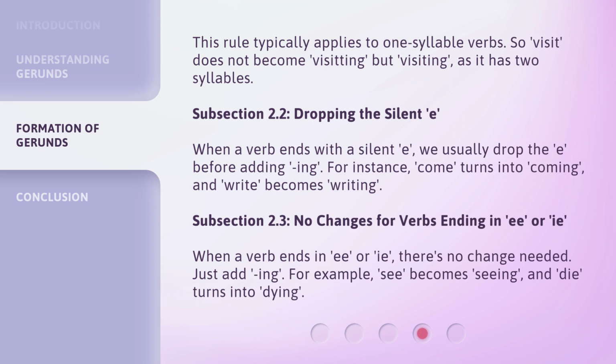Subsection 2.3. No changes for verbs ending in ee or ie. When a verb ends in ee or ie, there's no change needed. Just add -ing. For example, see becomes seeing, and die turns into dying.